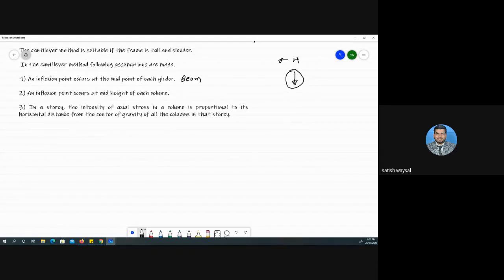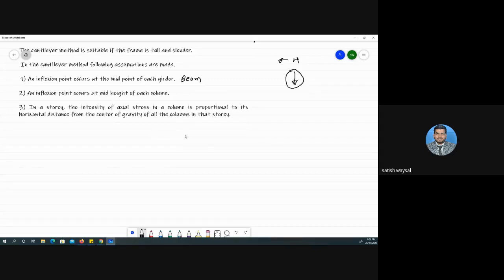In a story, the intensity of axial stress in a column is proportional to its horizontal distance from the center of gravity. This is the most important assumption that we have to look into. Why is it important? Because it indicates that the intensity of axial stress in a column is proportional to its horizontal distance from the center of gravity of all the columns in that story.